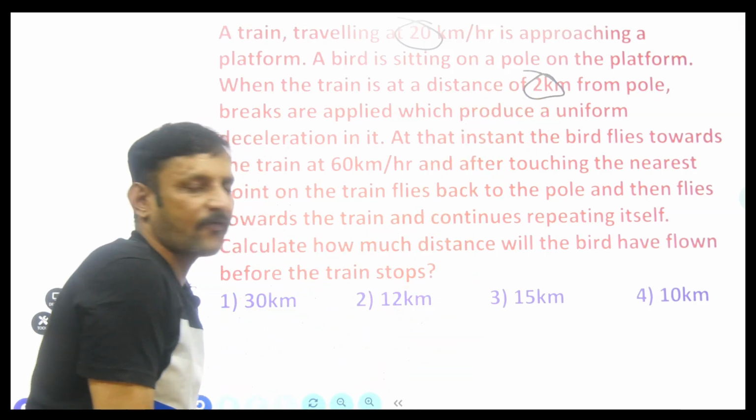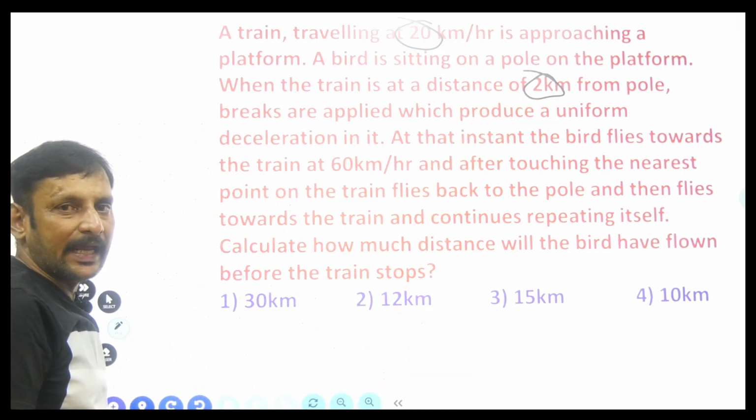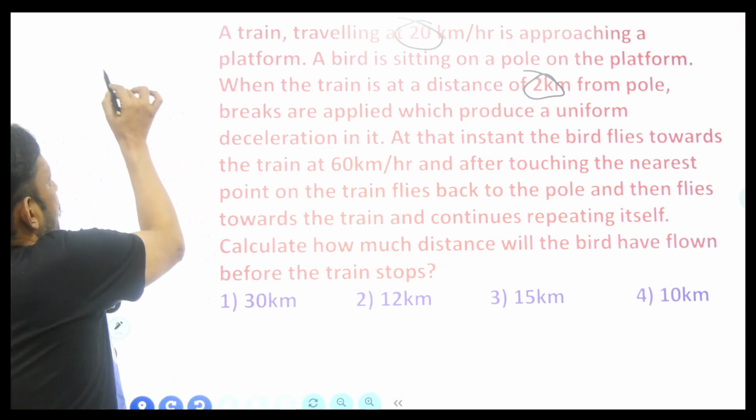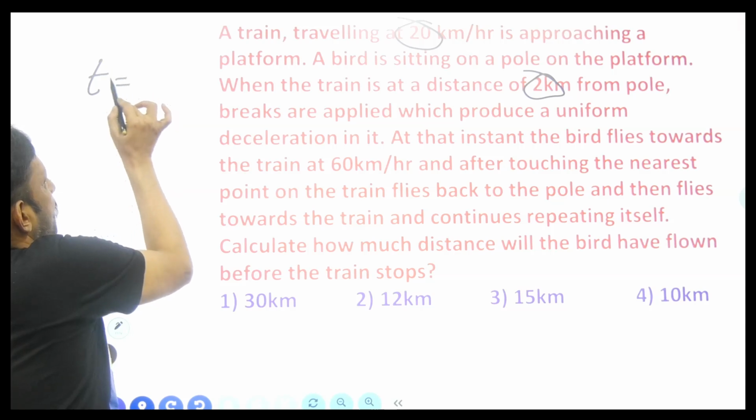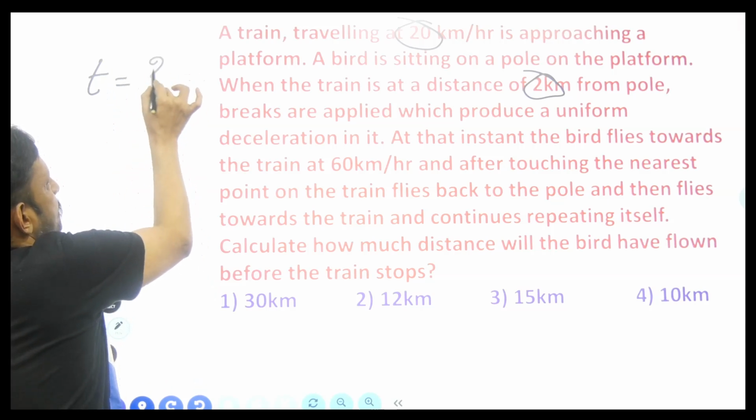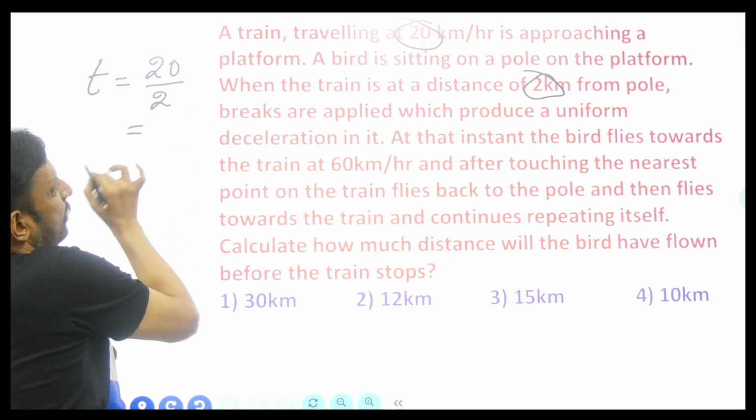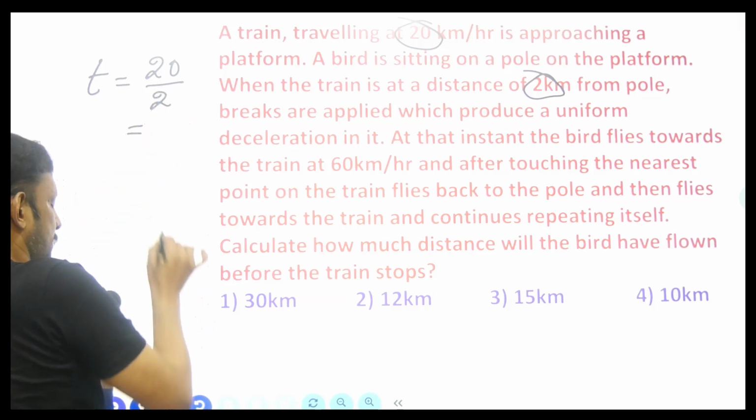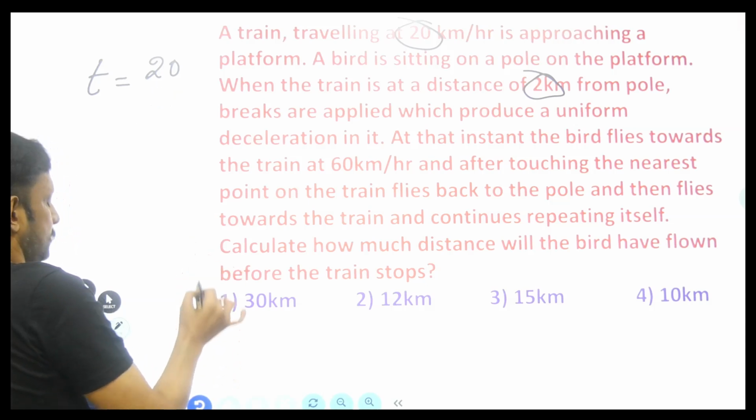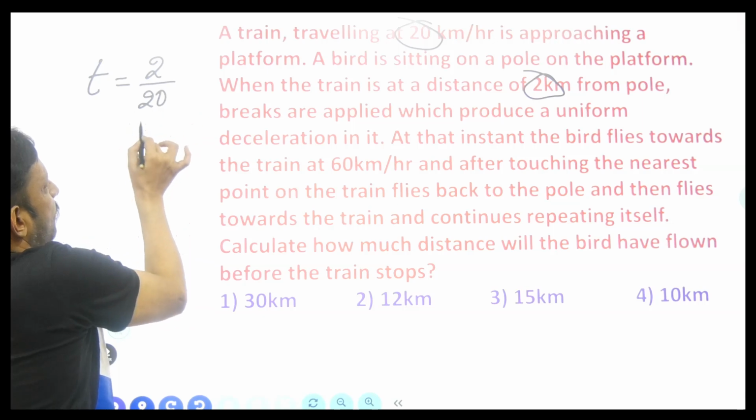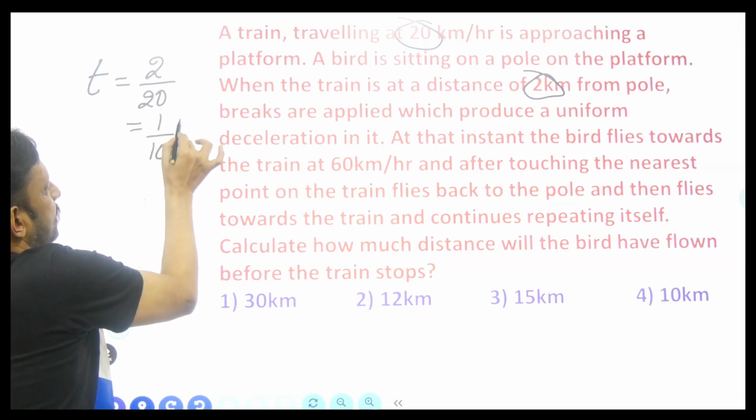Now, first I want to find in what time the train can reach the pole. Time is equal to distance by speed. Distance 2, I wrote it reversed. Distance 2 by speed 20 will get 1 by 10 hours.